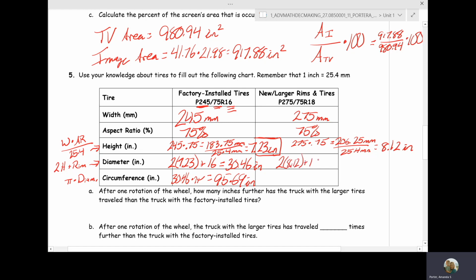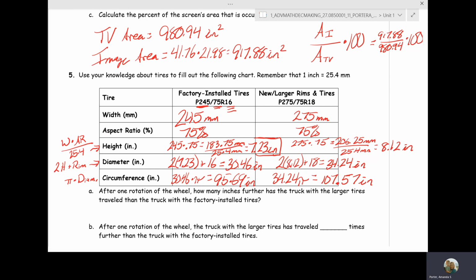So to do the diameter, it's 2 times that 8.12 plus the rim that's above. Is 34.24 inches. And you take that and multiply by pi to get 107.57 inches. So now I've got my 2 circumferences.